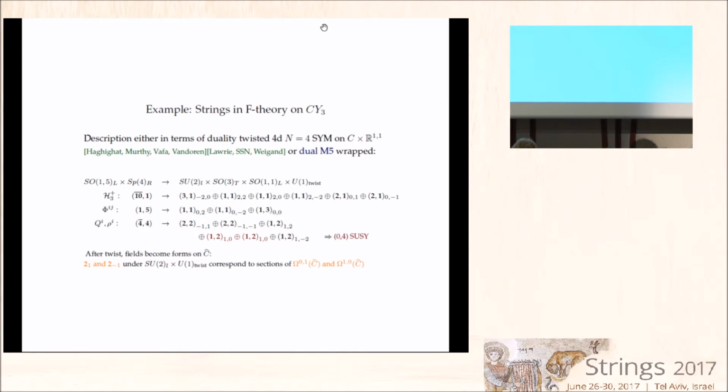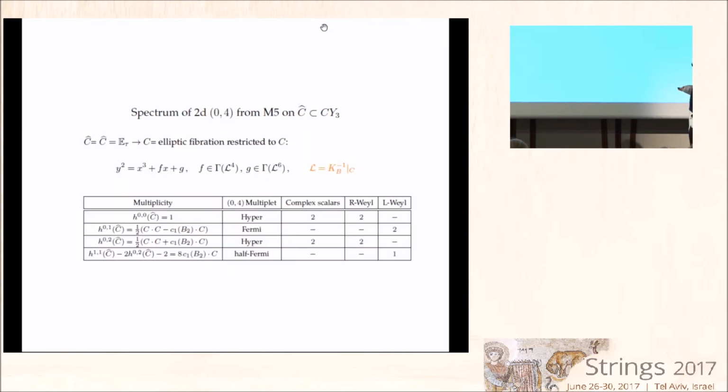We do this topological twist that I explained earlier, and we get (0,4) supersymmetry. If we did the same thing for Calabi-Yau 4- or 5-folds, this would give rise to (0,2) theories. So this twist has also the effect that now actually the fields carry these charges under this U(1) twist and actually become sections of H^{0,1} of the surface or H^{1,0}. So we now look at the spectrum of the theory in terms of the cohomology of this elliptic surface C-hat. So this is the elliptic curve over C fibered.